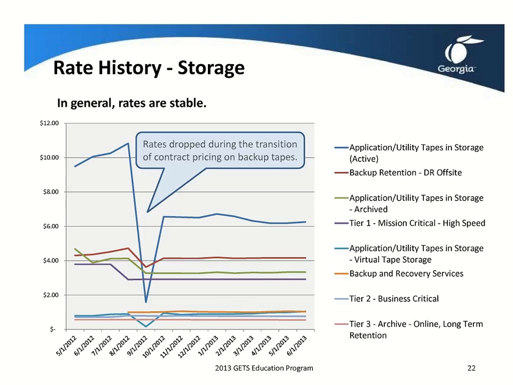So what happened with that dip with application utility tapes and storage active, with backup retention DR offsite, and with BTS? What happened is when we brought on backup and recovery services, which you can see started billing in August 2012, and then the agency saw the first charge in September. When we brought that online, we had a contract change that also affected the legacy tape resource units. And what happened is when those two contracts crossed over, the old contract and the new negotiated contract, it caused a large dip in the rate.